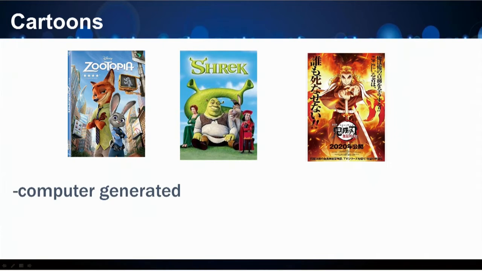The first category are cartoons or animated films. So based on the posters, you can see that the characters are all generated by the computers. They are computer graphics, not portrayed by real actors and actresses. So I'm sure you should know all these cartoons. That might be your favorite type of movies.